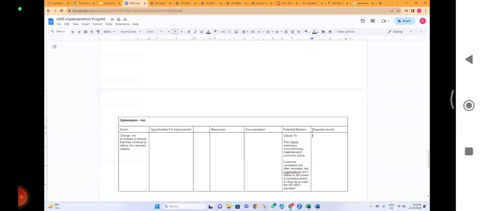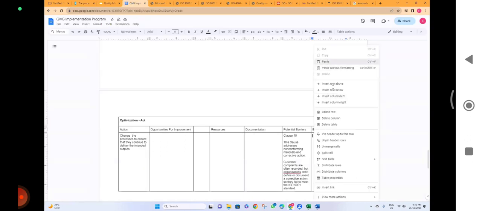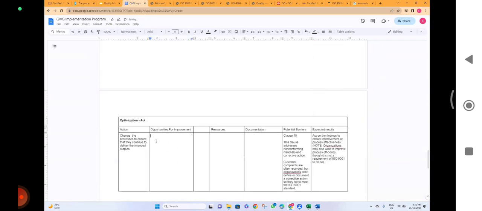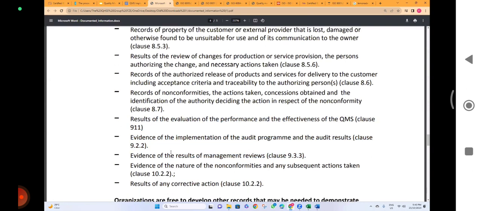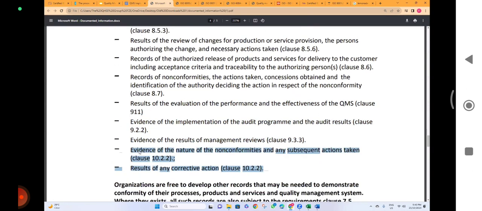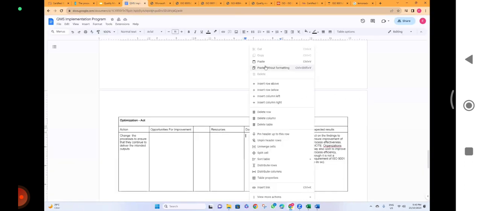So once this is now the expected result, at this point, your organization and yourself now know what needs to be done and what needs to be achieved. What are the potential barriers? What is the documented information that can help you to complete this step? You go to every documentation with clause number 10 here. Okay, then you copy like this, and then this is the documentation.